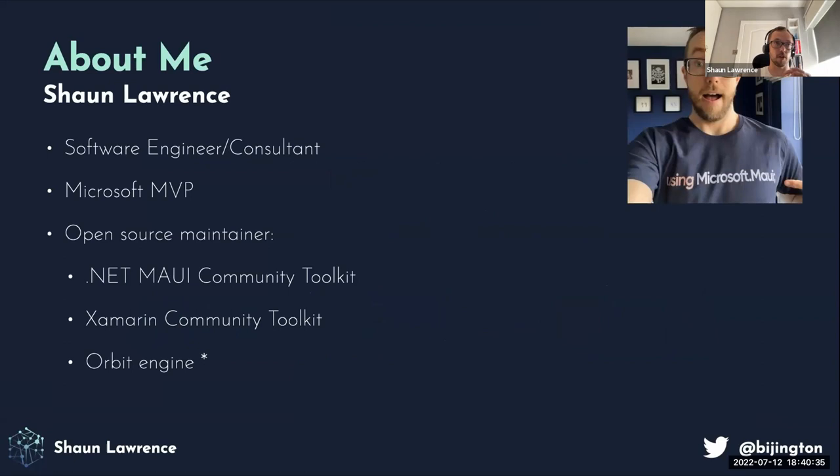Get the quick introduction out of the way. My name is Shaun Lawrence. I'm a software engineer. I've recently been very lucky to be granted Microsoft MVP at the start of this year. And that's mostly based on some of the open source work that I do, which is on the .NET MAUI community toolkit, the Xamarin community toolkit, which is not being moonlighted, but it's falling down the pecking order. And this new thing that we're talking about today, possibly called the Orbit Engine, but we'll cover that again.